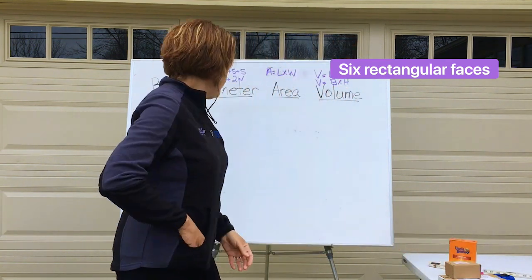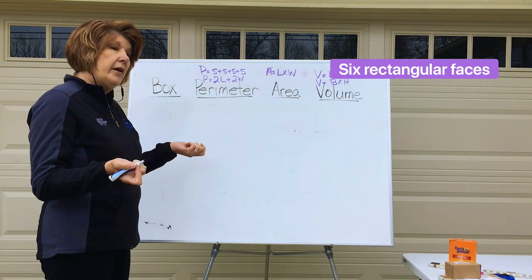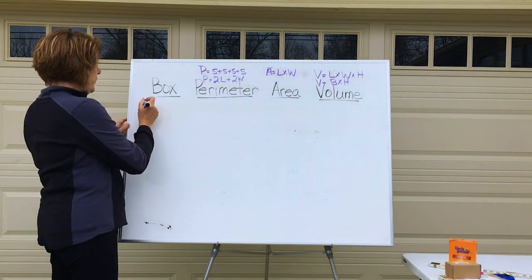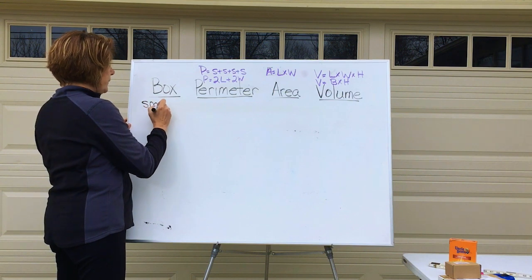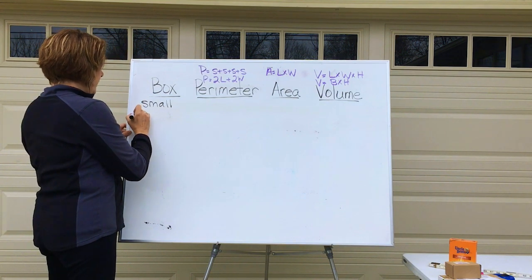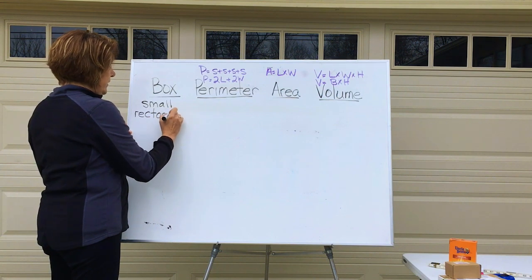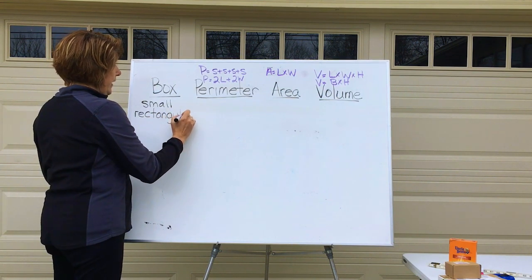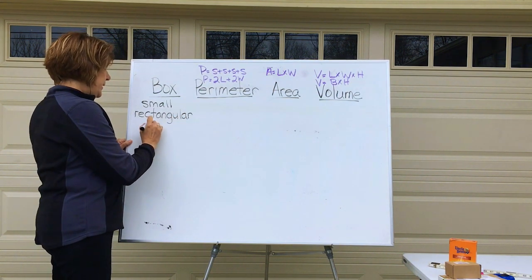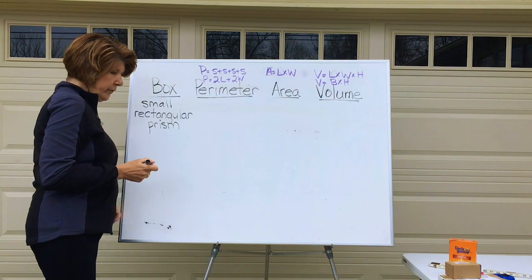So when we record our information, let's use our more technical name. So the first one we're going to call the small rectangular prism, and when we get to the second one, we'll call that the large rectangular prism. So under box, I'm going to write small rectangular. I'll help you with the spelling. R-E-C-T-A-N-G-U-L-A-R, rectangular prism. P-R-I-S-M. Our small rectangular prism.